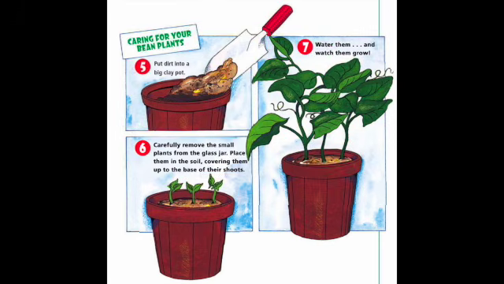Caring for your bean plants. Put dirt into a big clay pot. Carefully remove the small plants from the glass jar. Place them in the soil, covering them up to the base of their shoots. Water them and watch them grow.